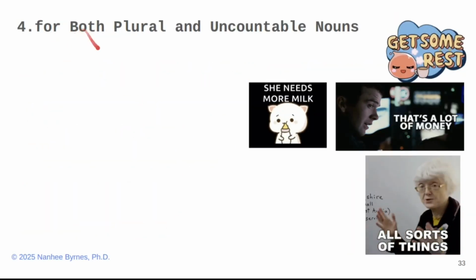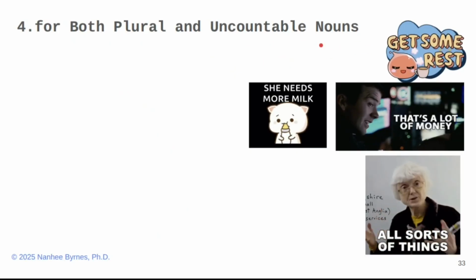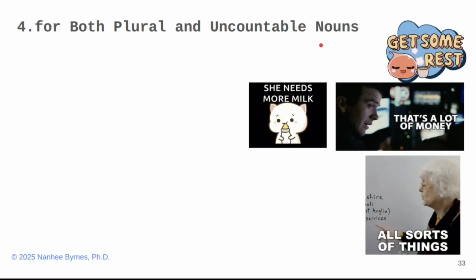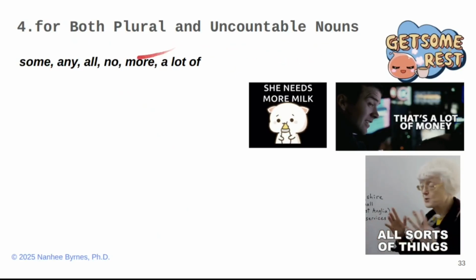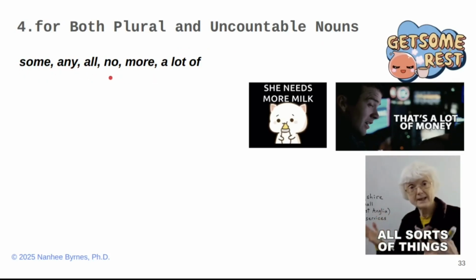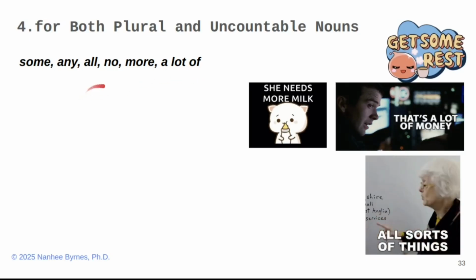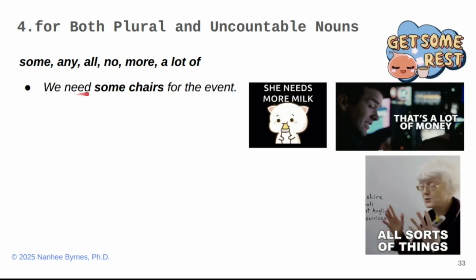4. Quantifiers that work for both plural countable nouns and uncountable nouns. Finally, some quantifiers are flexible. They can modify both plural countable nouns and uncountable nouns. These include some, any, all, and no. They're very common, but still need to agree in form with the type of noun they describe.